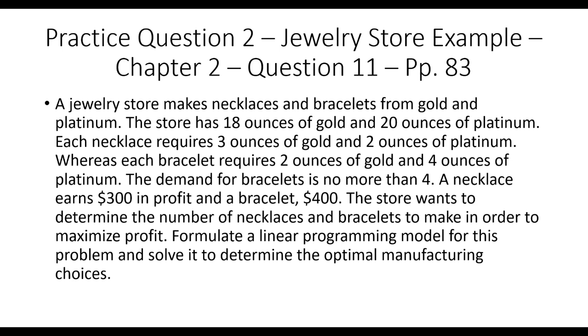Today, the first thing we're going to do is look at the class problem from the last session. This is the jewelry store example. It's in Chapter 2, question 11 on page 83. The jewelry store makes necklaces and bracelets from gold and platinum. The store has 18 ounces of gold and 20 ounces of platinum. Each necklace requires 3 ounces of gold and 2 ounces of platinum, whereas each bracelet requires 2 ounces of gold and 4 ounces of platinum.